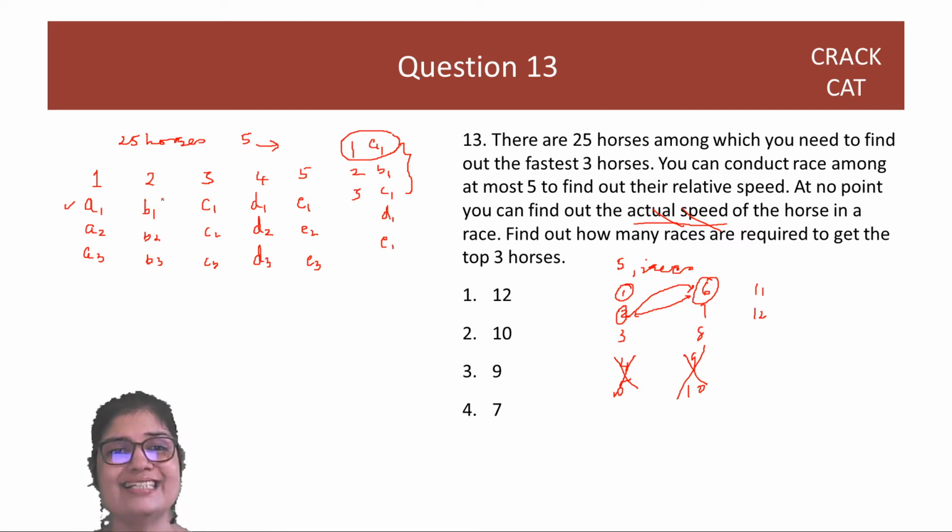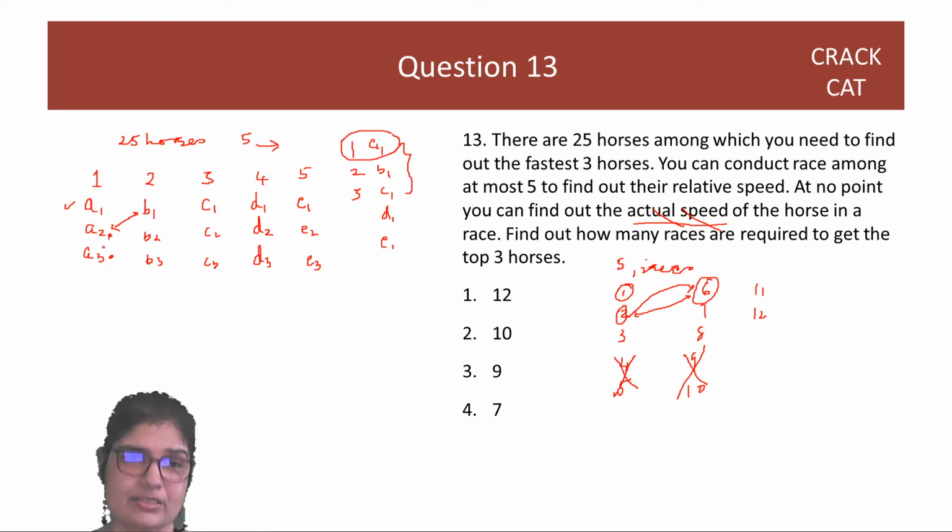This horse is the second fastest among these 5. But I don't know this comparison, right? So this guy can be the second fastest too. We didn't make him run. So this guy has to run. Similarly, this guy has to run. Okay, in the next race.